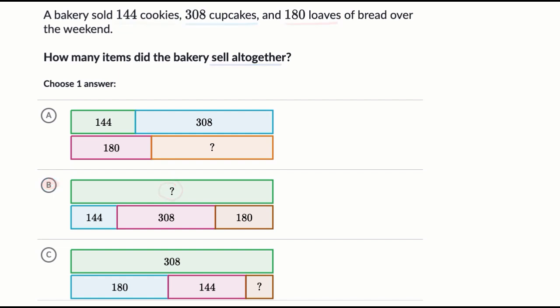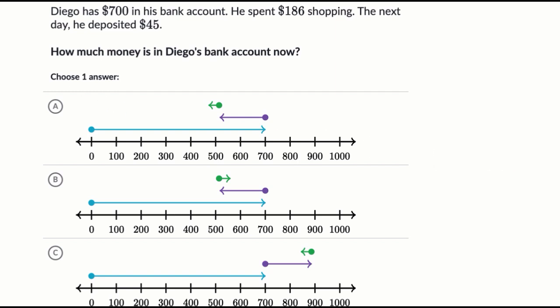Let's do another example here. So now we are told that Diego has $700 in his bank account. He spent $186 shopping. The next day he deposited $45. That means putting money back into the bank account. How much money is in Diego's bank account now?